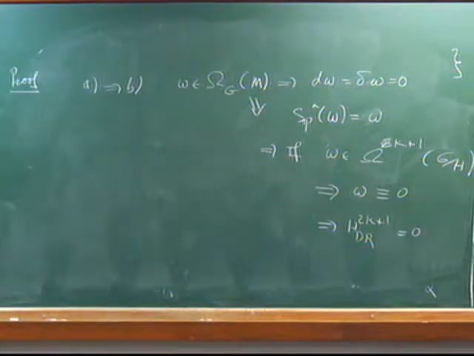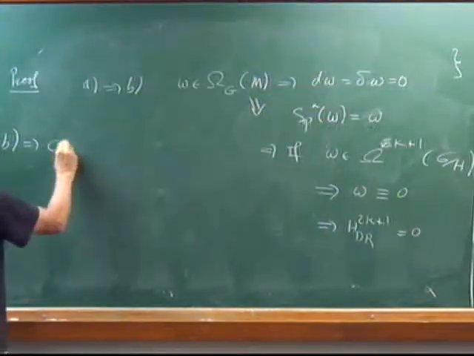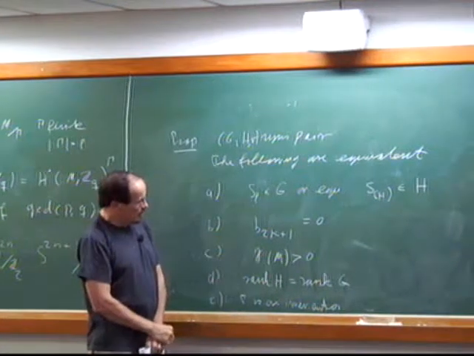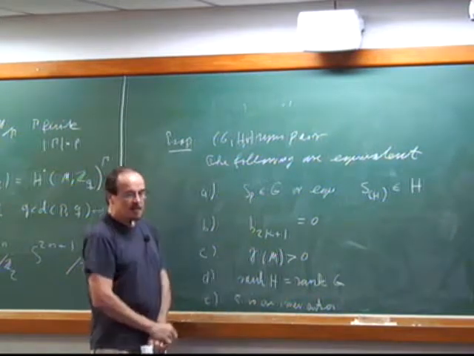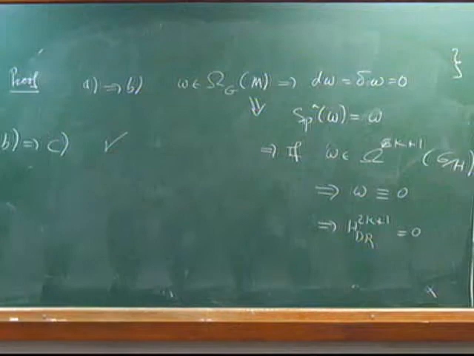So it's A implies B, while B implies C. That's clear, right? What's the Euler characteristic? It's the alternating sum of the Betti numbers. There aren't any odd-dimensional ones, so it's just the sum of the even-dimensional Betti numbers. So that's clear. The definition of the Euler characteristic.